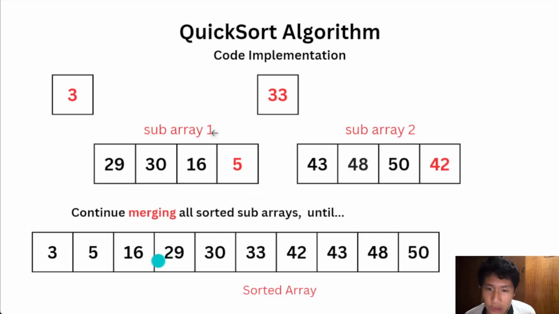So continuing the merging of all sorted subarrays, you can come up with this sorted array with values 3, 5, 16, 29, 30, 33, 42, 43, 48, and 50. So this is the final sorted array if you continue on doing this implementation.